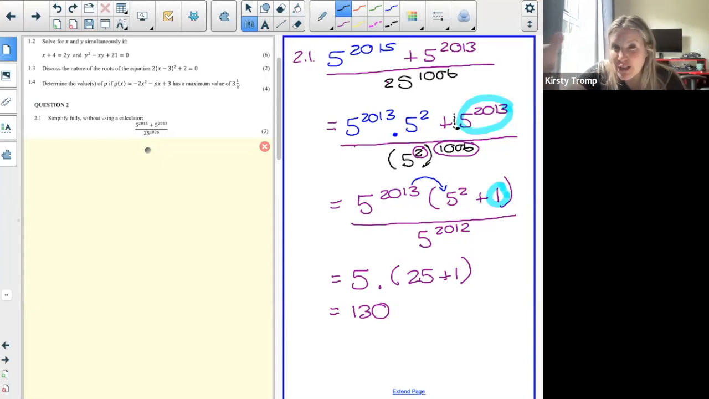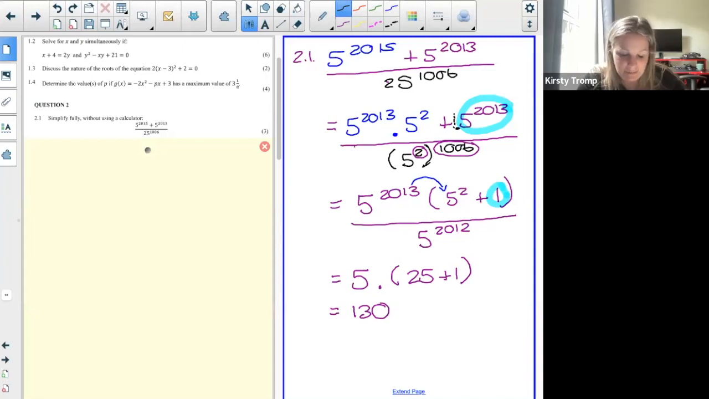When I take them out as a common factor, what's going to be left there to tell me that there was something there? I need to have a 1. Remember, when you take out common factors, there must always be a 1 left, a 1 to show that there was something there originally. Yes, ma'am. Does it make sense? Yes. Okay, cool. All right, good.